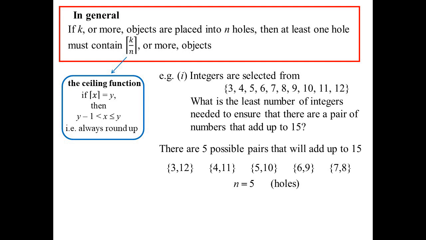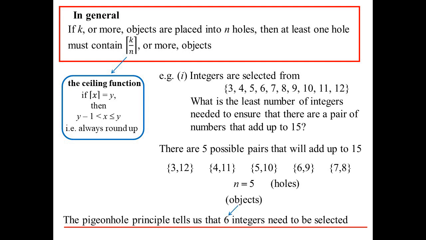So the question now is, how many numbers do I need to pick to guarantee that one of these has 2 in it? Well, it must be 6. It must be 6. Because it is possible I could pick 5 and there still be 1 in each of them. But as soon as I pick that 6th one, I must have a pair. As soon as I've got one more than the holes.